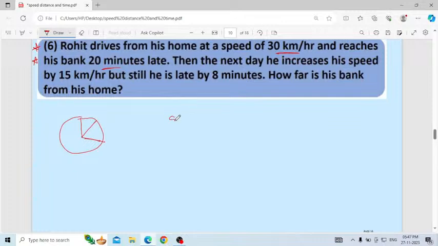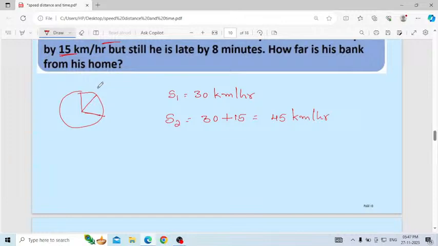What is the first speed? That is 30 kilometer per hour. Then the second speed will be 30 plus 15, it will be 45 kilometer per hour. Then here also you have to calculate the timing. This is 8 minutes, this is 20 minutes late, correct? Then here also T1 minus T2, I told you, when you have the timings late, early, that time you have to subtract: 20 minus 8, it will be 12 minutes.